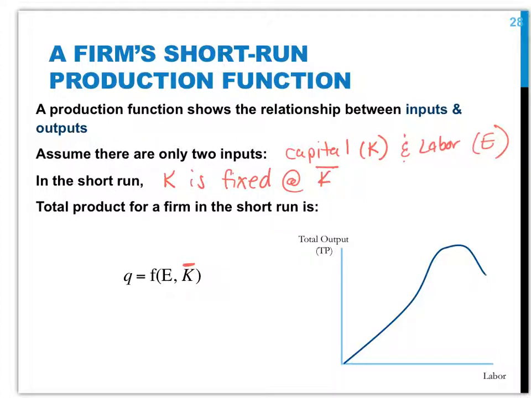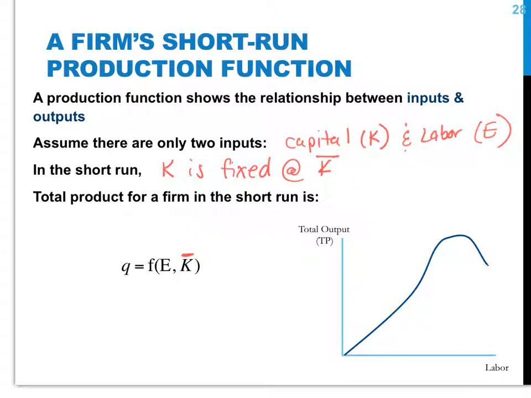So their total product, or their production function, Q is going to be some function of the employment hours and some fixed amount of capital, K bar. If we look at the production function, total product or Q as a function of labor, remember capital is fixed, we might see a curve that is upward sloping, and eventually perhaps downward sloping as we continue adding more workers to a fixed amount of capital.